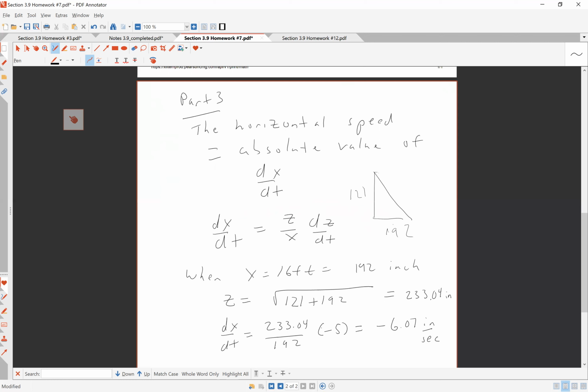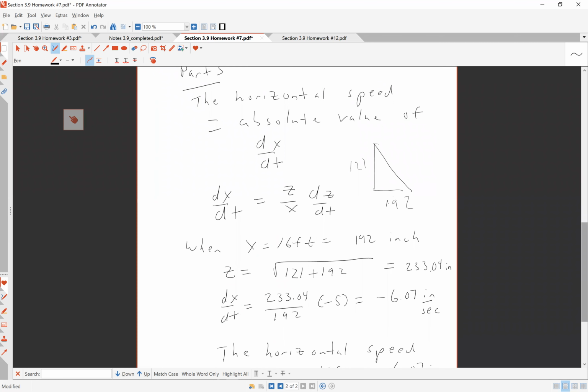So when the fish is about 16 feet from the angler, the length of the line is the square root of 121 squared plus 192 squared. Approximating to 2 decimal places, we get about 233.04 inches. Now we can find how the distance is changing when x is 16 feet, and dz/dt is 5 inches per second.